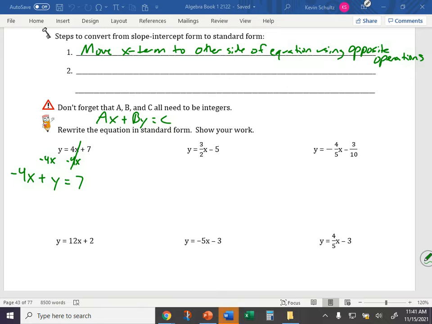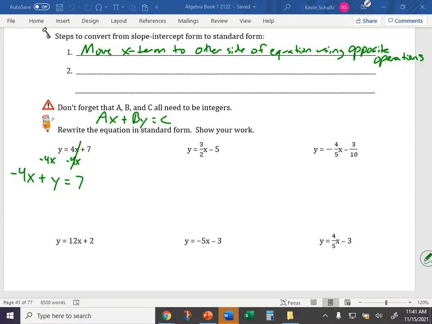And we're done. Okay, we have converted that equation into standard form. And the only thing we needed to do in this case was to move that x term to the other side using opposite operations. Okay. Questions on that?